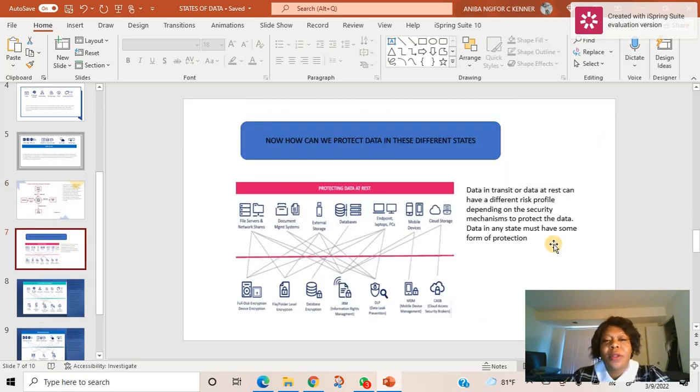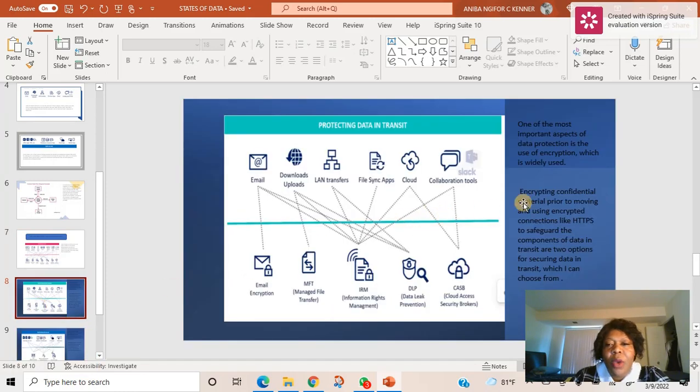Now, all data at any state should have some form of protection. Data at rest, data in use, or in transit should always be secure. And data in transit or data at rest can have different risk profiles depending on the security mechanisms used to protect the data. Data in any state, as earlier explained, should have a form of protection. One of the most important aspects of data protection is the use of encryption, which is widely used.